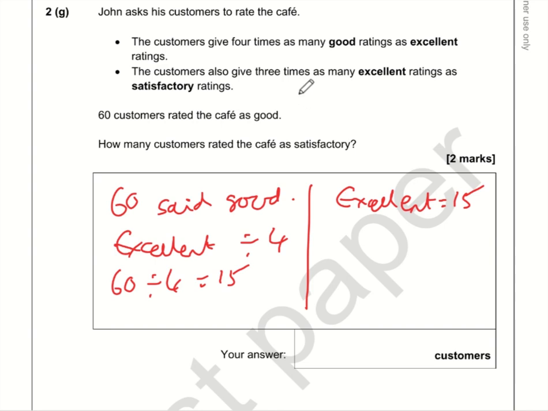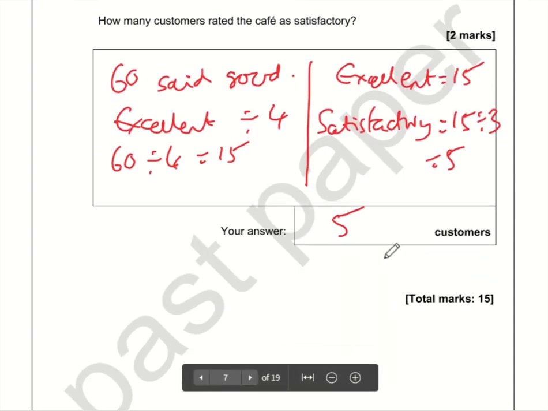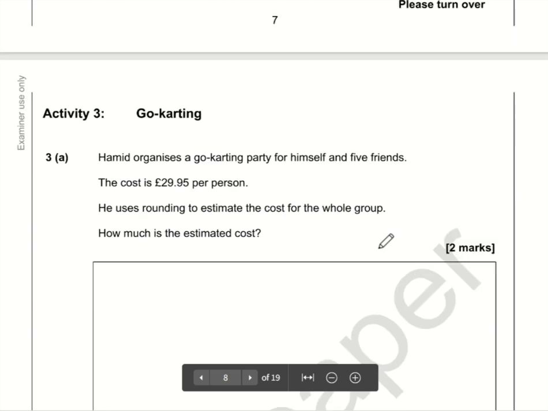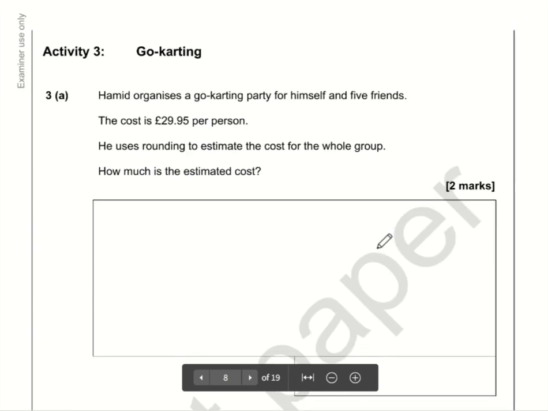The customers also give 3 times as many excellent as satisfactory. So satisfactory is going to be 3 times less. So that's 15 divided by 3, so the answer there is 5. Okay, and that is the end of that particular question. Let's move on to activity 3.